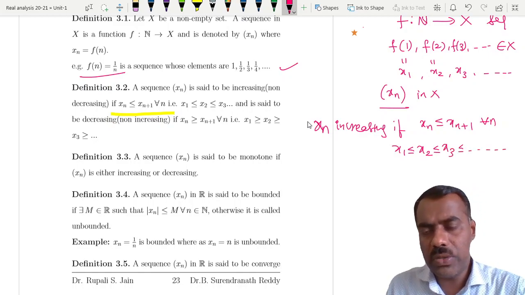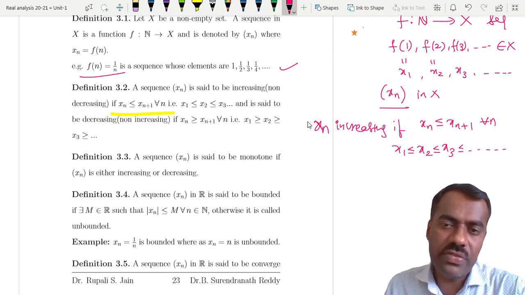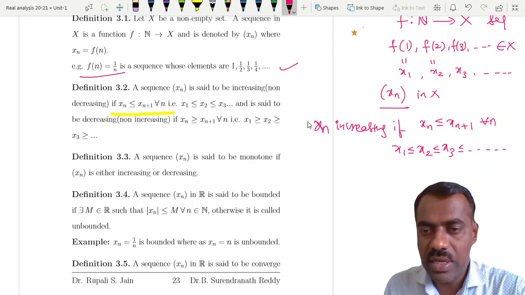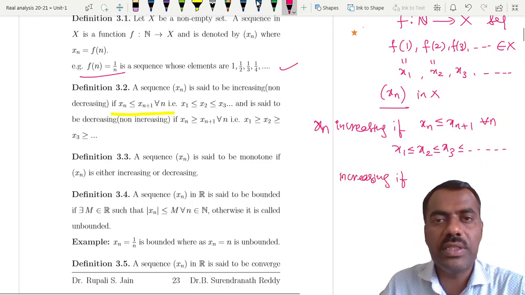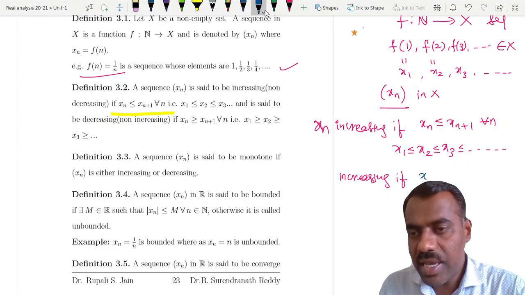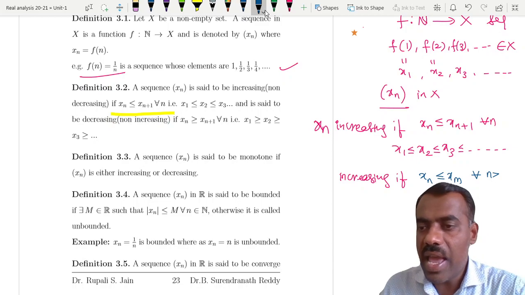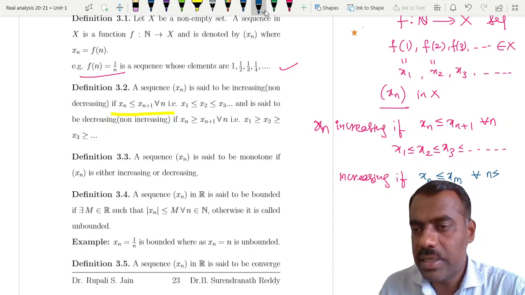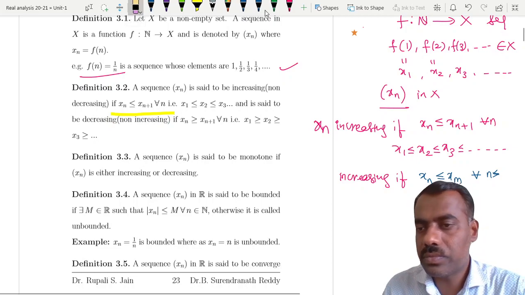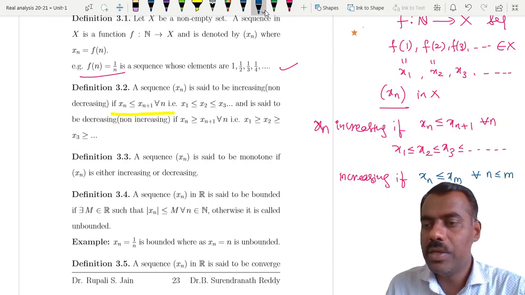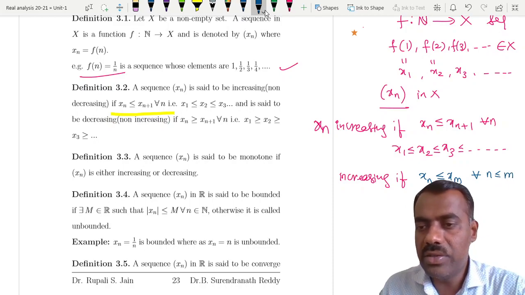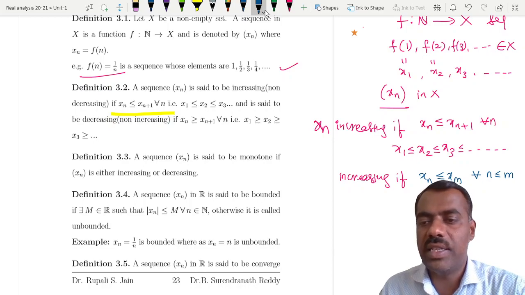Okay, we can also write another, equivalent definition for increasing. A sequence is said to be increasing if xn is less than or equal to xm whenever n is less than or equal to m. So whenever the indices are small, their values also should be small. Then we say it is increasing.